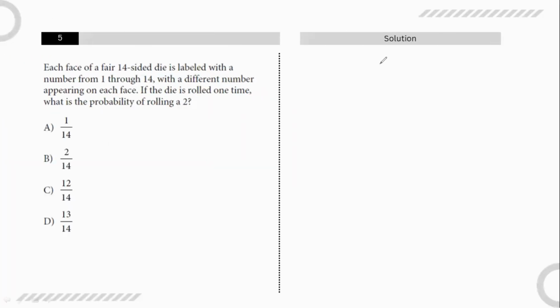Okay, now starting with the question, it says that each face of a fair 14-sided die is labeled with a number from 1 through 14, with a different number appearing on each face. If the die is rolled one time, what is the probability of rolling a 2? Now that's a question on probability. Let's quickly understand the concept first. So what's the concept?